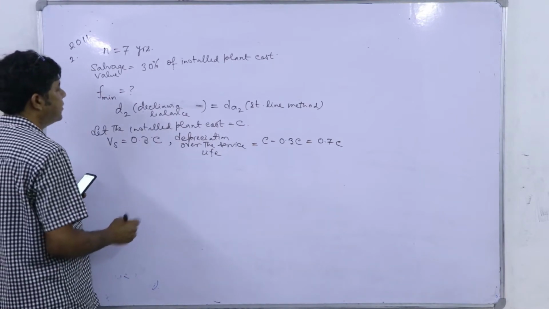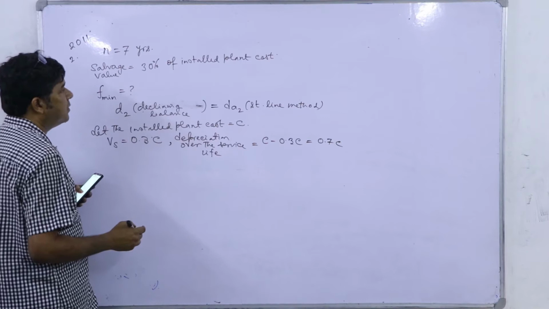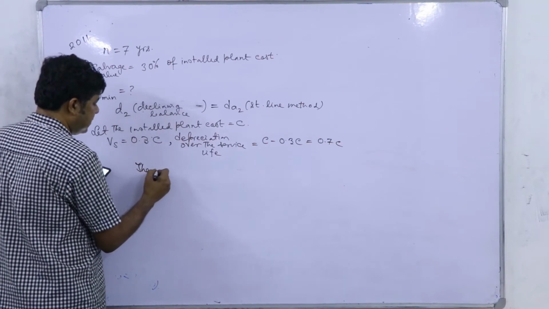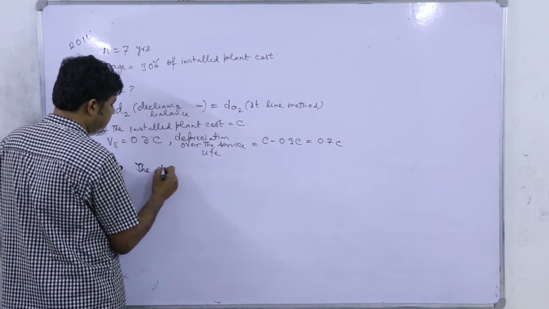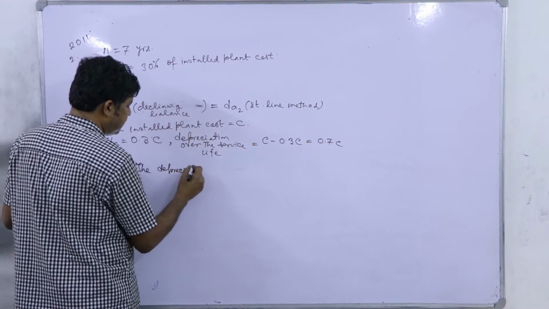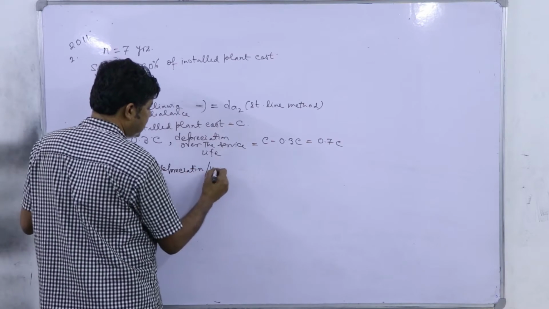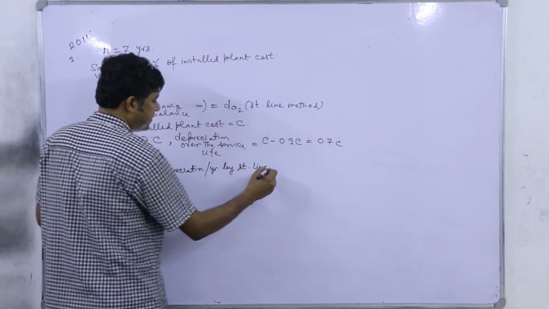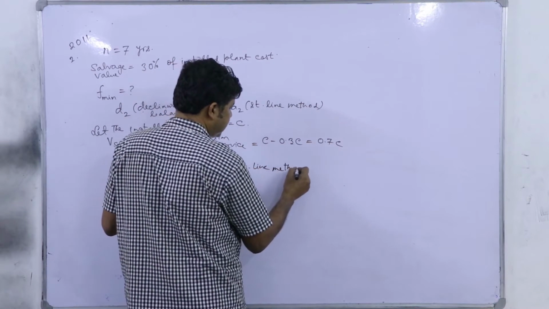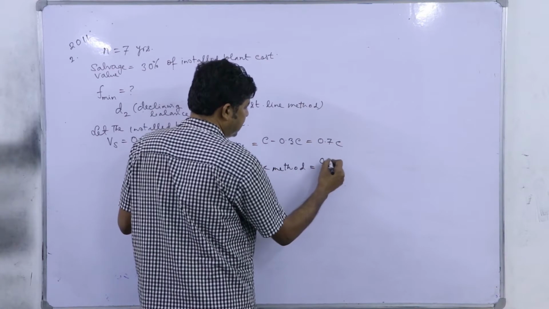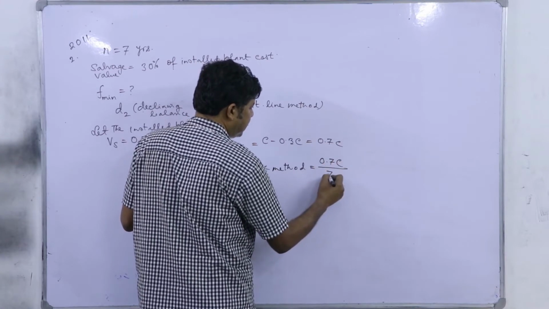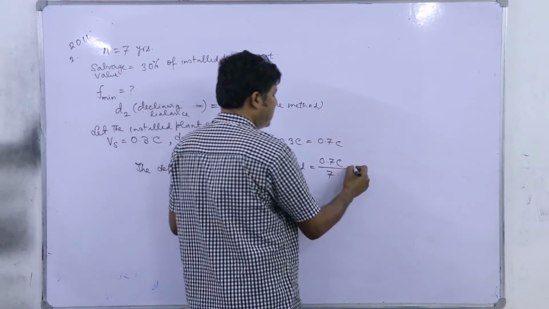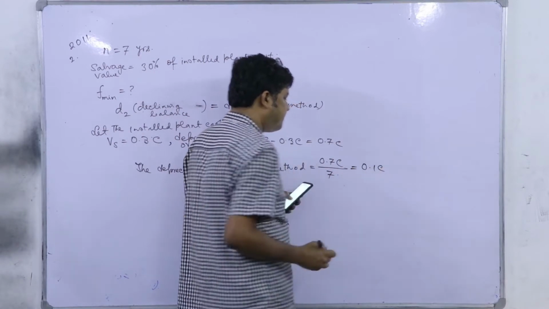In straight line method it will depreciate by equal amount in each year. The depreciation per year by straight line method is 0.7 C divided by 7, because this is 7 years, which is 0.1 C.